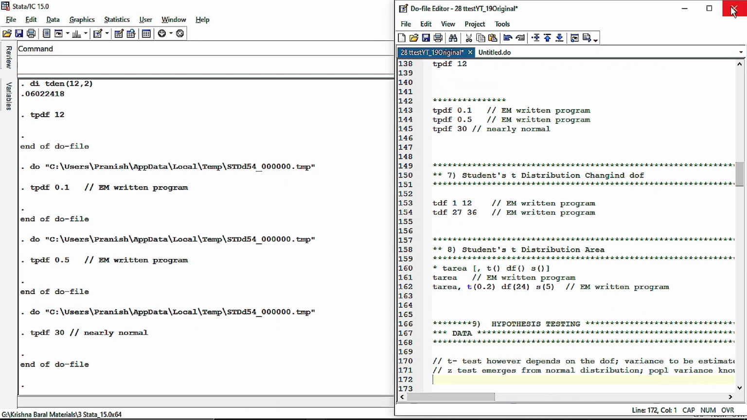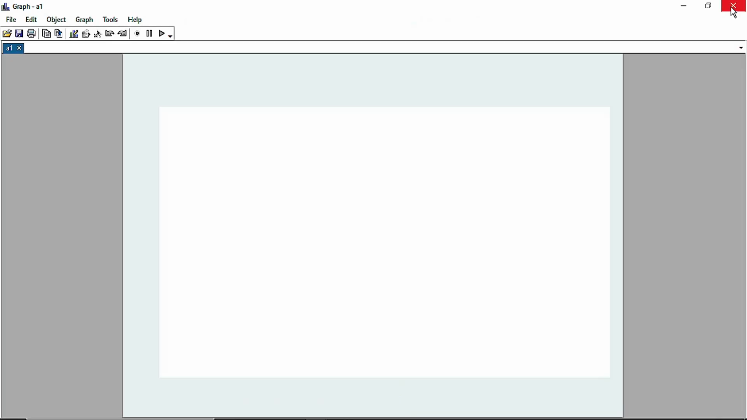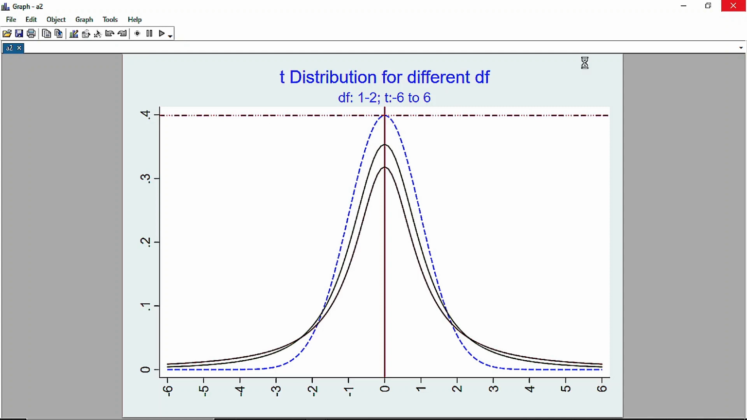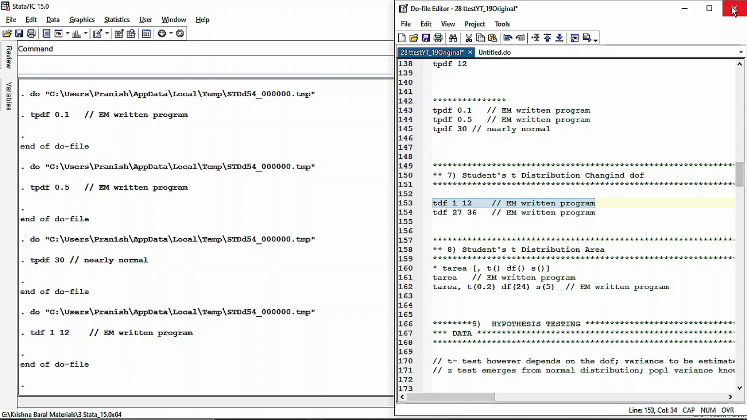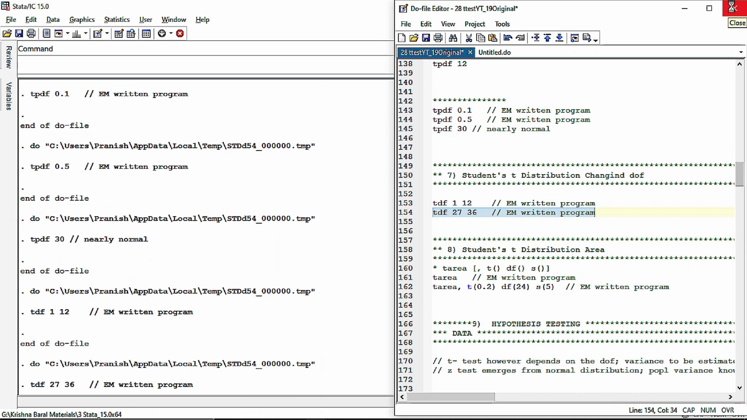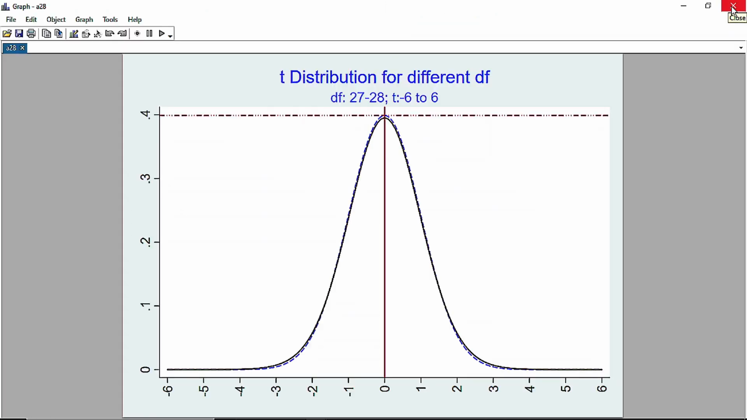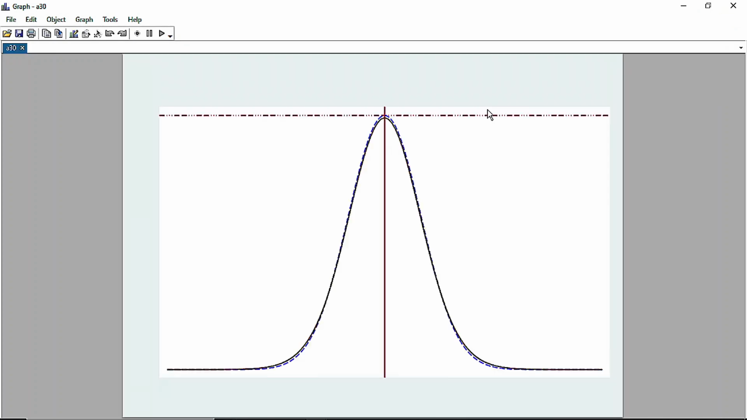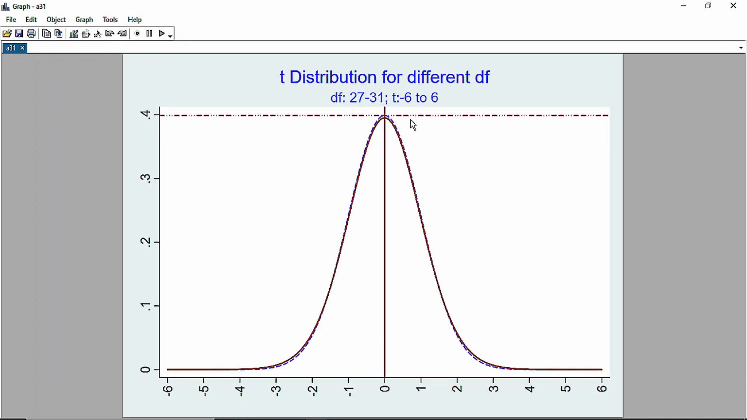Now let us reinforce this concept, and we are going to increase the degrees of freedom from 1 to 12, and let us see what we see. As the degrees of freedom increases, it should nearly converge with the normal distribution. This is what we want to show. Let us increase the degrees of freedom from 27 to 36, and at this point the t distribution should nearly converge with the normal distribution. So we hardly see any changes. It has almost converged with the normal distribution.